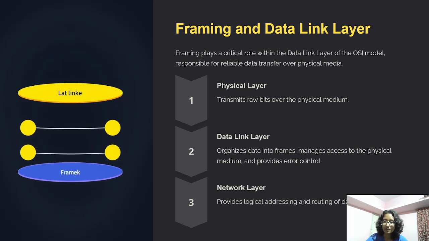Physical layer transmits raw bits over the physical medium. Data link layer organizes data into frames, manages access to the physical medium, and provides error control. Network layer provides logical addressing and routing of data across networks.